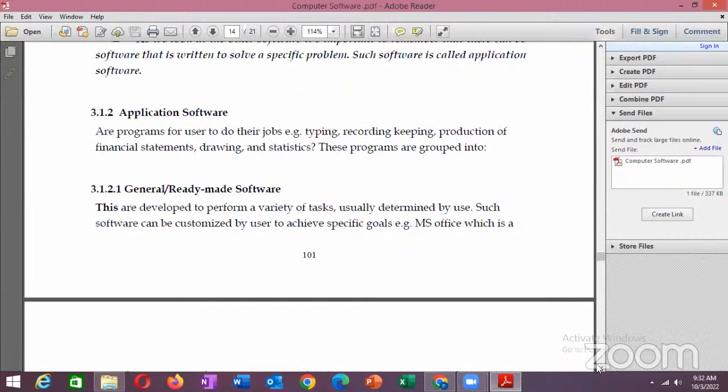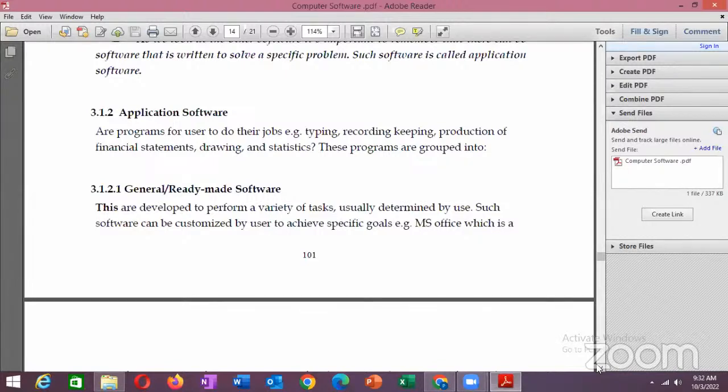I think from the bigger picture, as we began this course, we had a very nice diagram showing the types of application software, where you have the special purpose and the general purpose. So they are categorized into two. Let us start with the general purpose or ready-made software. These are developed to perform a variety of tasks, usually determined by the user.